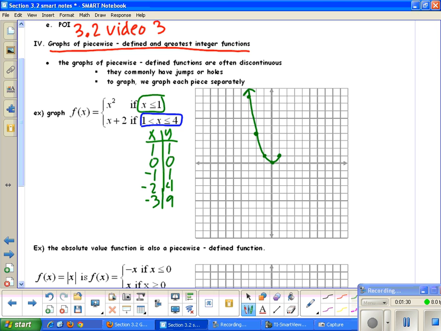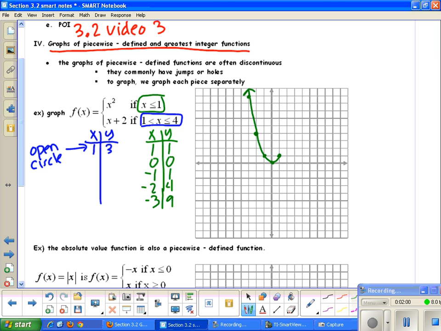function f of x equals x plus 2. So for this one, I'm going to make a table of values. And I'm going to start with 1. Even though we're not equal to 1, I still need to figure out where my open circle on my graph is going to be. So when I plug 1 into this equation, 1 plus 2 is 3, but remember that's going to be an open circle because, again, we're not equal to 1, we're just x is greater than 1.